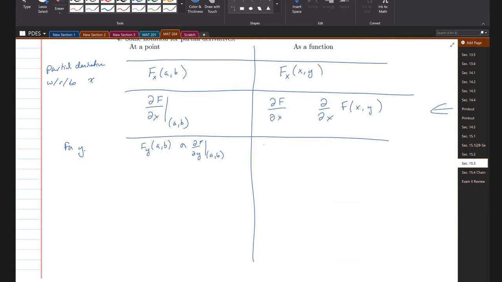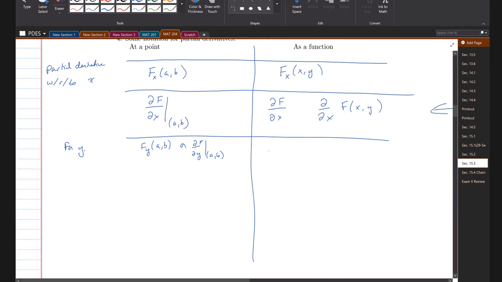So another way to denote that would be then, if we're thinking about the partial derivative with respect to y as a function, we would denote it that way. Or partial f, partial y, that's a function. Or partial y of f of x, y.